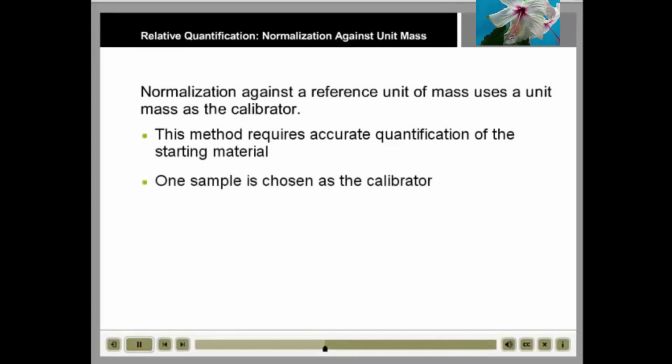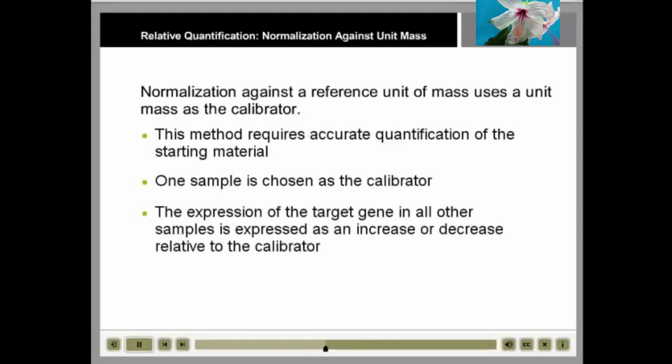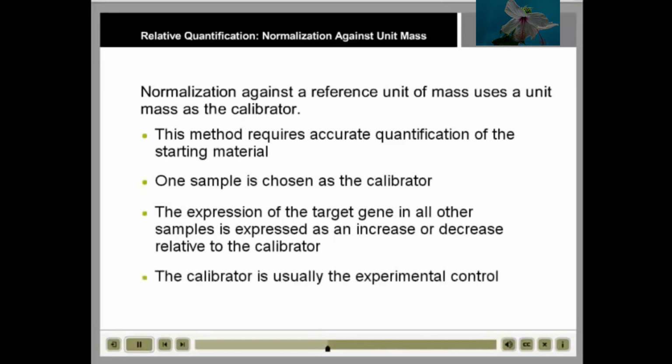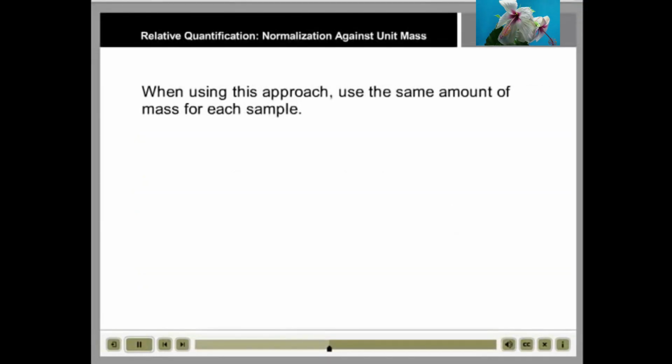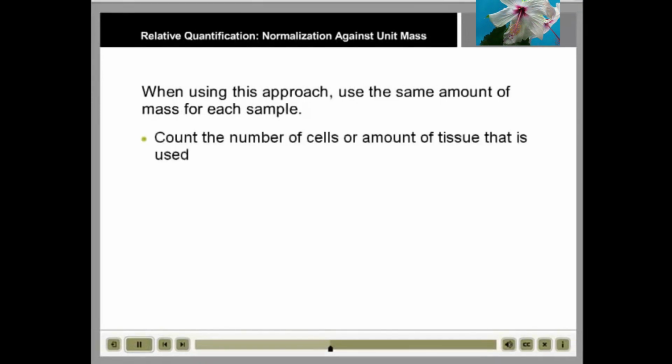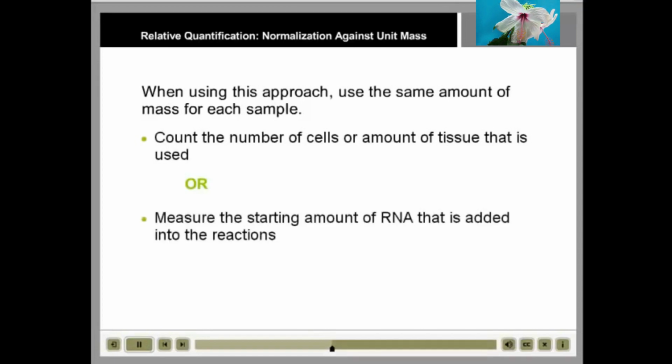Usually, one sample is chosen as the calibrator or control, and the expression of the target gene in all other samples is expressed as an increase or decrease relative to that calibrator. The calibrator is usually the experimental control. When using this approach, use the same amount of mass for each sample. Carefully count the number of cells or amount of tissue that is used, or carefully measure the starting amount of RNA that is added into the reactions.